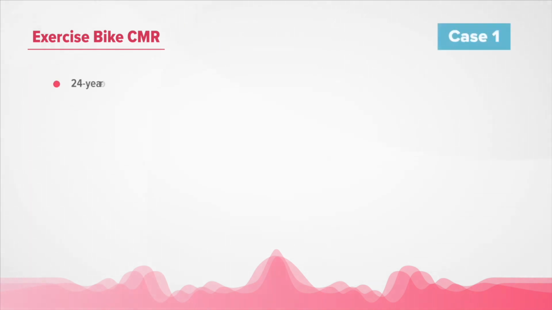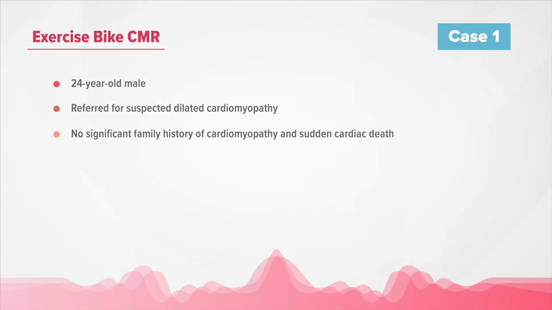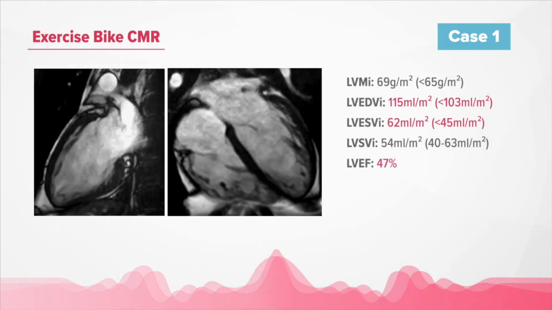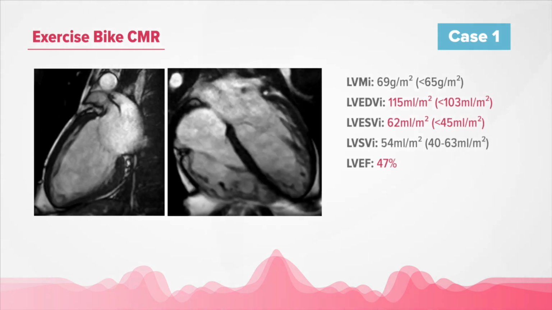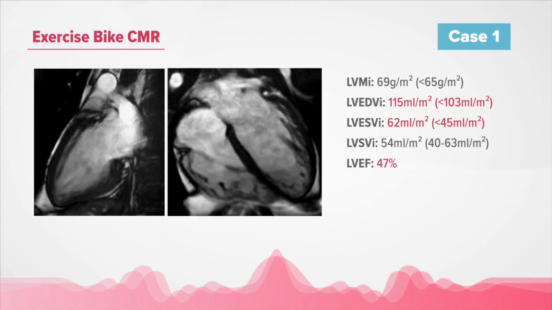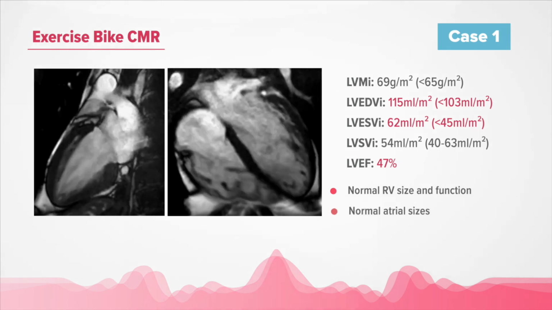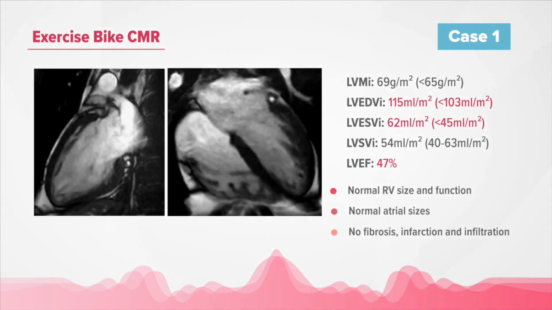The first case is a 24-year-old male who was referred to our center for suspected dilated cardiomyopathy. He had no family history of cardiomyopathy and sudden cardiac death. He claims that he exercises about 3 hours a week in a gym and plays basketball regularly. Rest-based CMR showed mildly dilated LV with mildly impaired left ventricular ejection fraction of 47%. Right ventricular size and function are within normal limits. No fibrosis was seen on late gadolinium enhanced imaging.